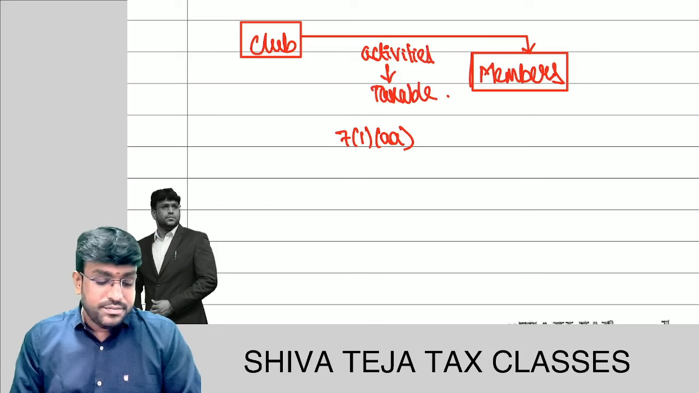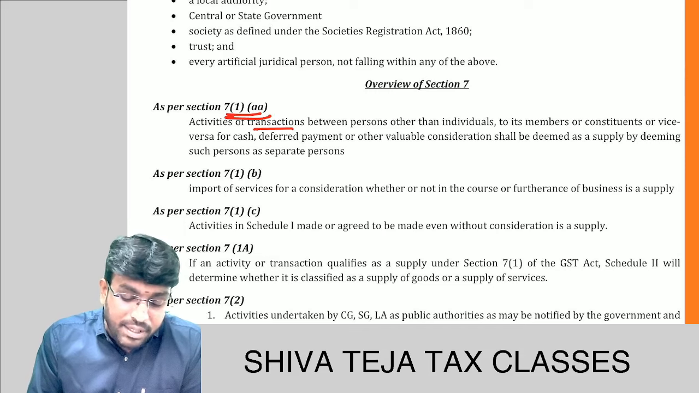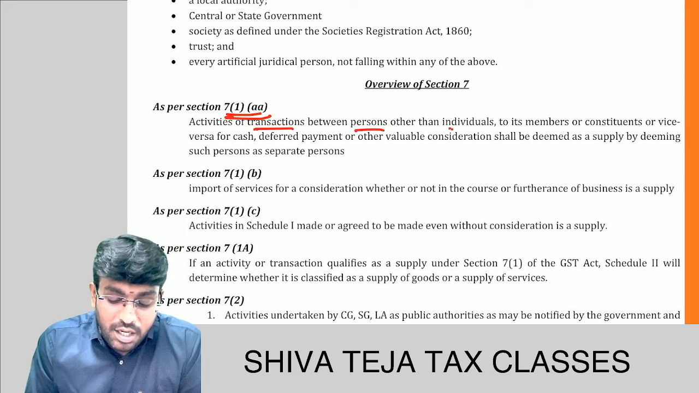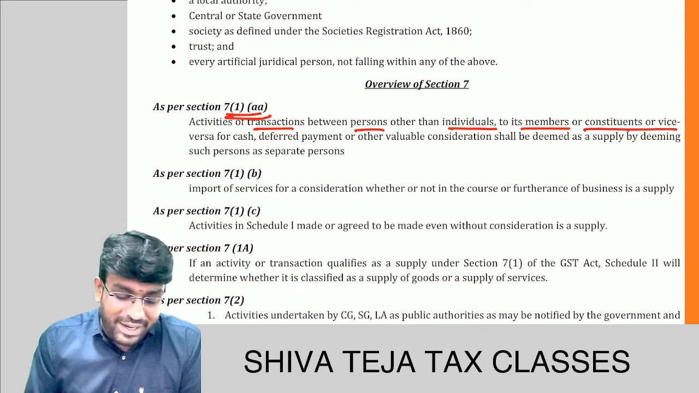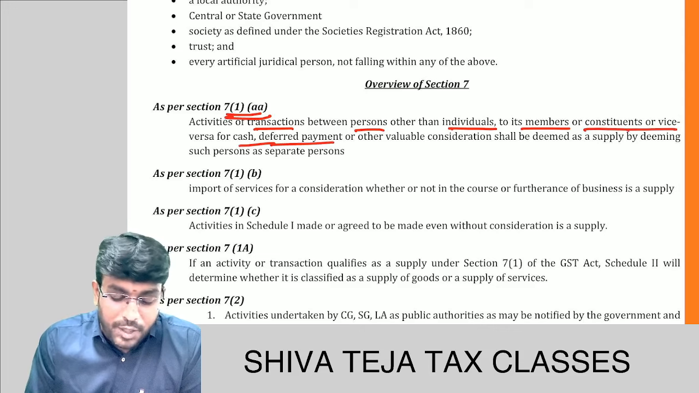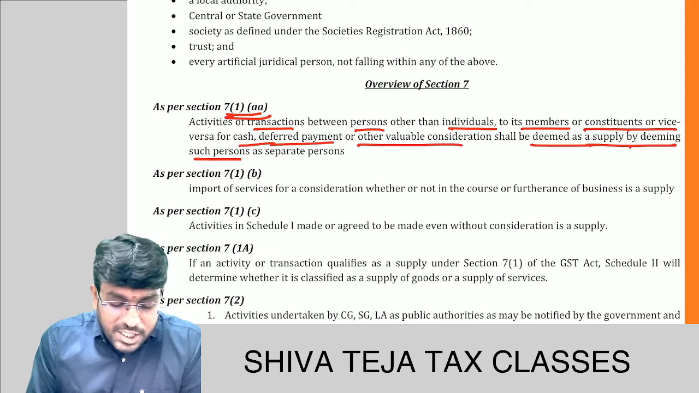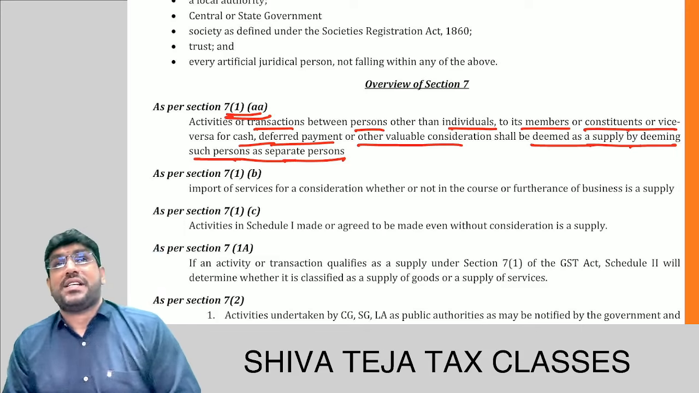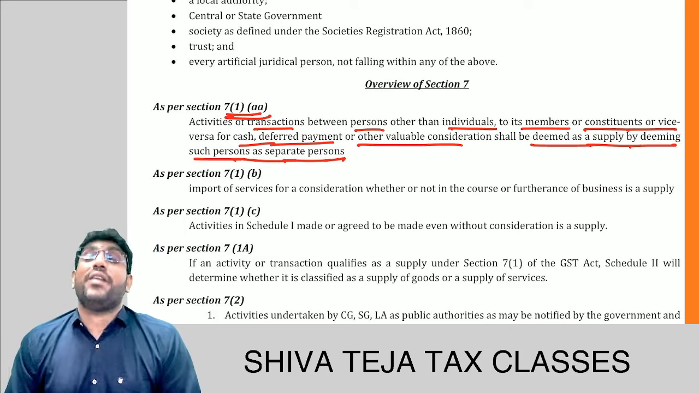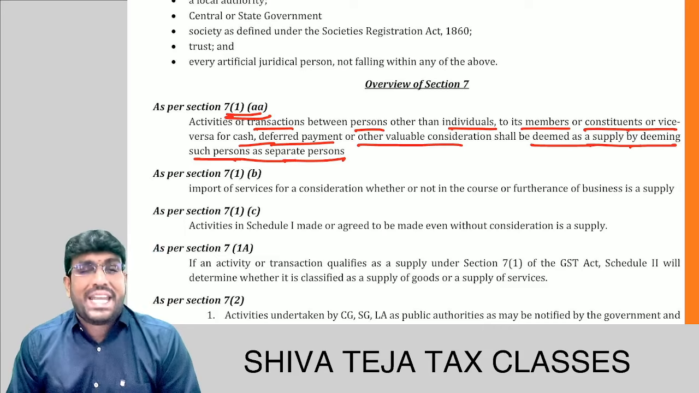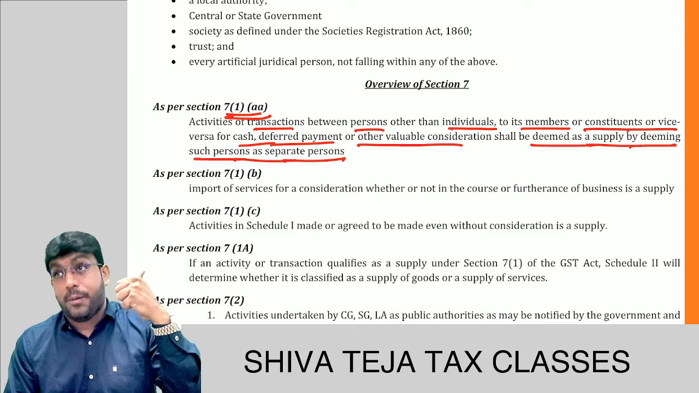Now read the line first. Activities or transactions between the persons other than to its members or constituents or vice versa for cash, deferred payment or other valuable consideration shall be deemed as supply by deeming such persons as separate persons. Understood that line? Write the word, come on. Put the heading section 7(1), you put two A's in one bracket. See that AA properly.